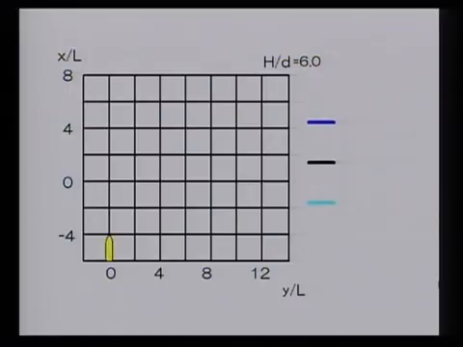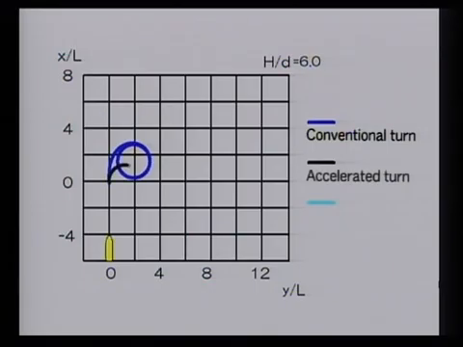When the ratio of water depth to draft is 6.0, the turning tracks are as seen here. This is a conventional turn. Here is an accelerating turn. This is a coasting turn.